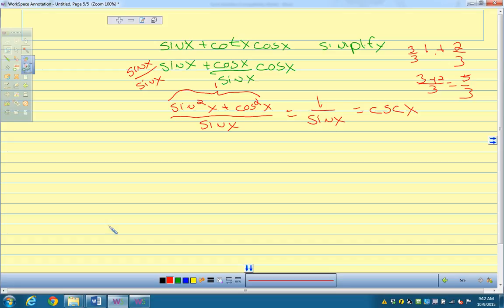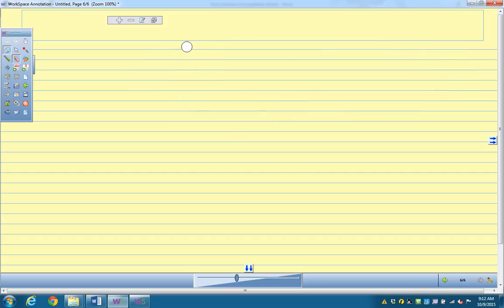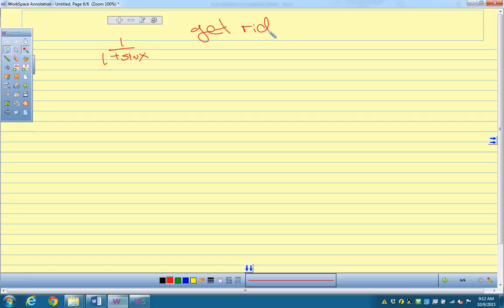Okay, another technique that comes up a lot is to rewrite so there are no fractions. They'll say 1 over 1 plus sine x, and they'll say get rid of the fractions. They don't actually say it, okay? Get rid of fractions. Anyone have any idea what I could do with that?